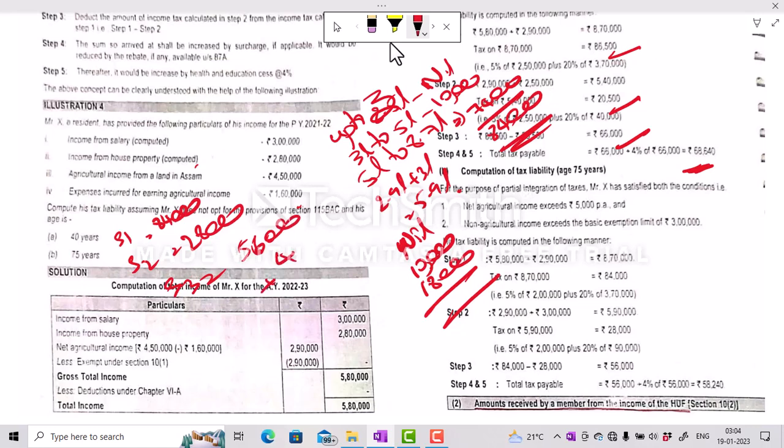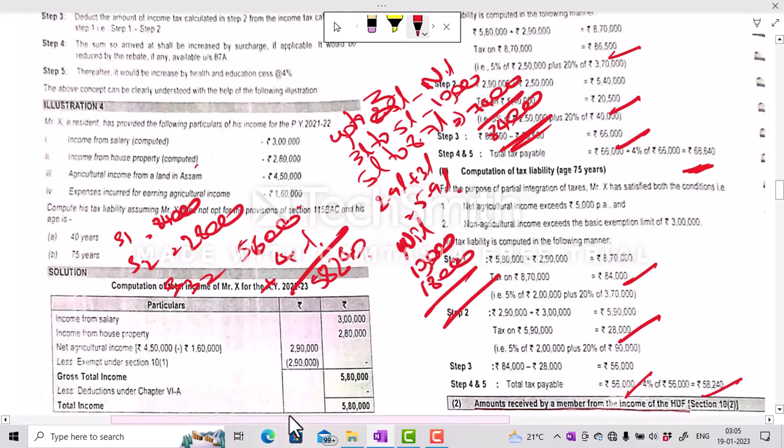56,000. There is no surcharge and rebate because it is more than 5.8 lakhs and less than 50 lakhs. Just add 4%, we will arrive at 58,240. So see here, step 1 84,000, step 2 28,000, step 3 56,000. So 58,240, we have arrived at the income.